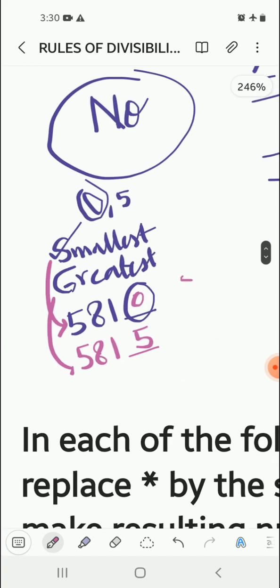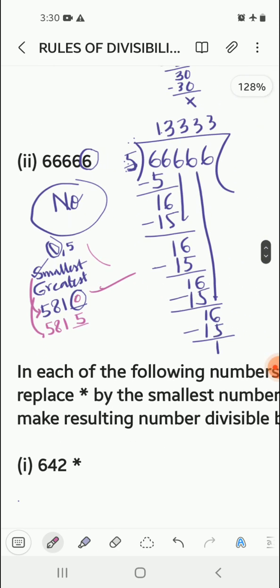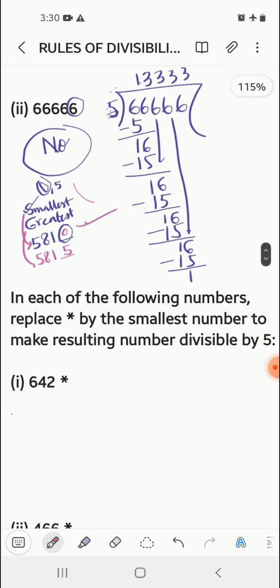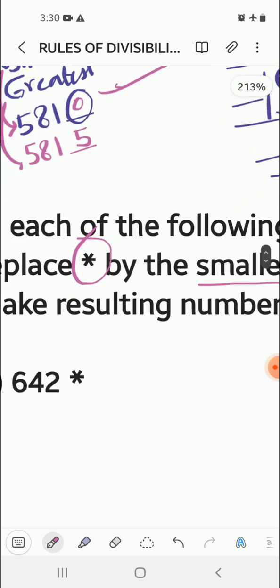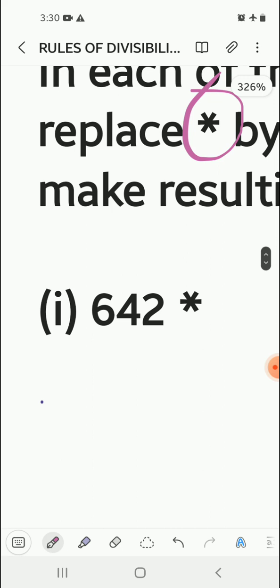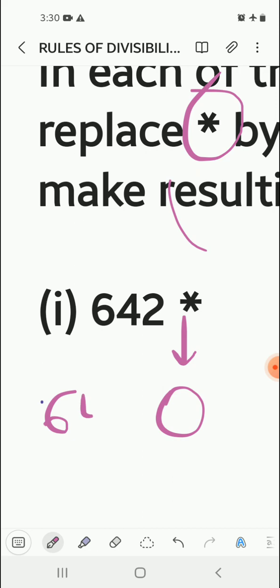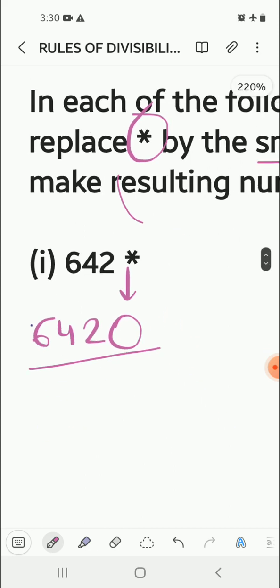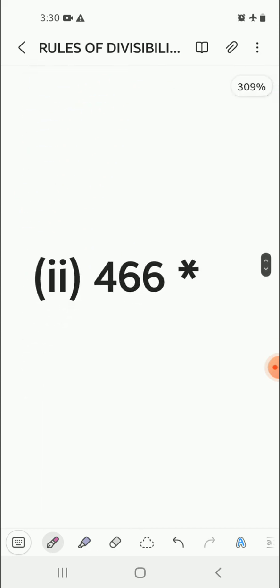Now, see the question given. In each of the following numbers, replace the star mark by the smallest number to make the resulting number divisible by 5. We are asked to find the smallest number. So out of 0 and 5, the smallest number is 0. So in the star area, we are going to put 0. It will be replaced by 0. Similarly, the number that we get is 6420.